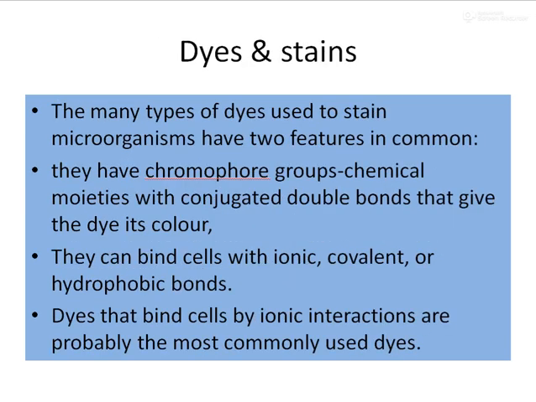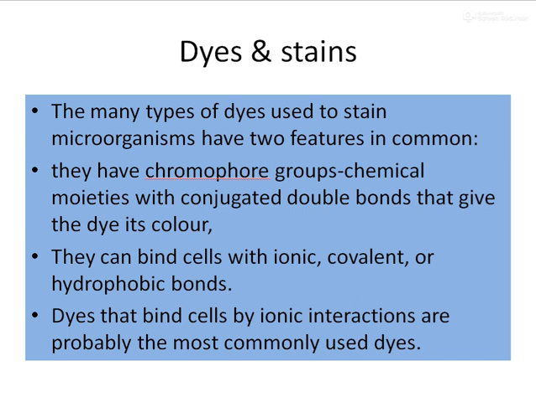Now let's give a note on the dyes and stains which we use for staining techniques. The terms stains and dyes are used synonymously, and they have some features in common. Usually a stain contains a chromophore group, a chemical moiety with conjugated double bonds that gives the dye its color, and they bind the cells with ionic, covalent, or hydrophobic bonds.